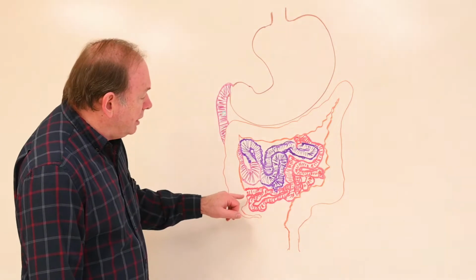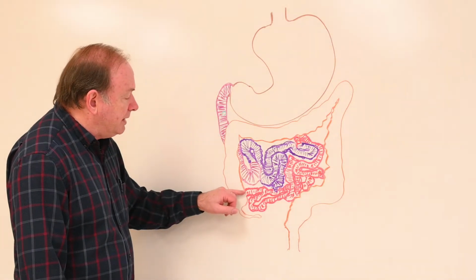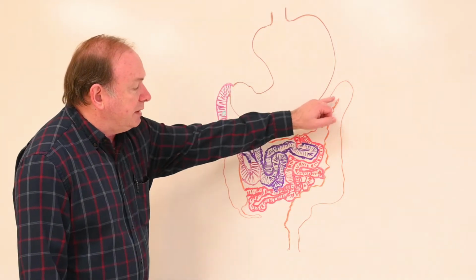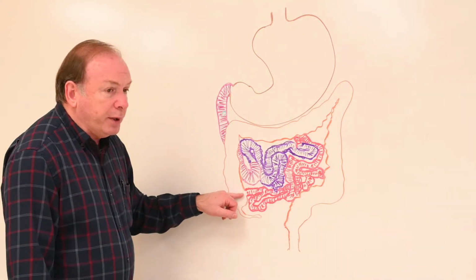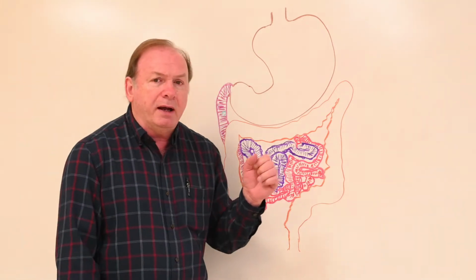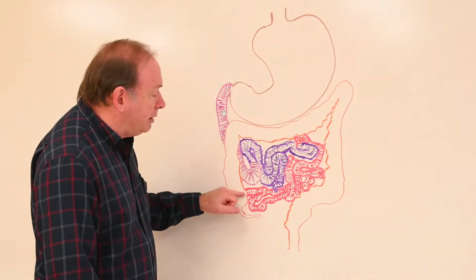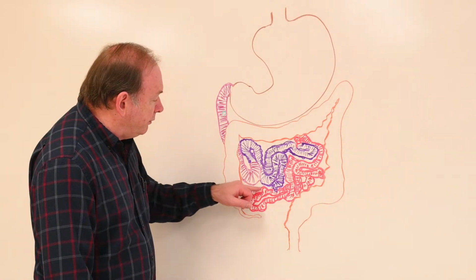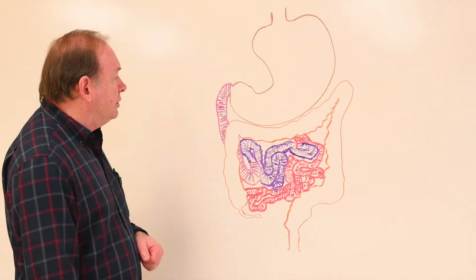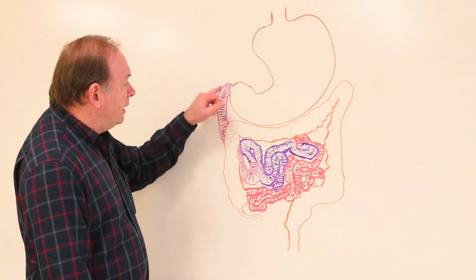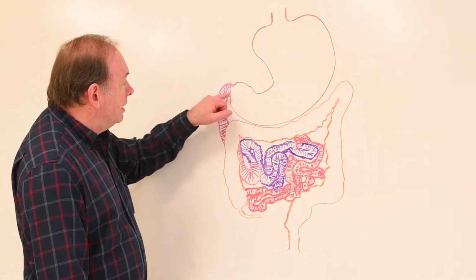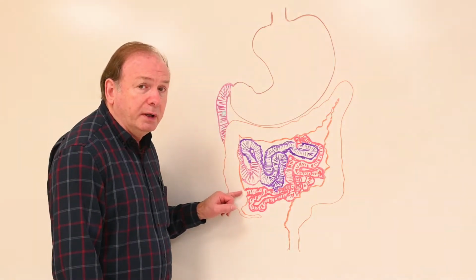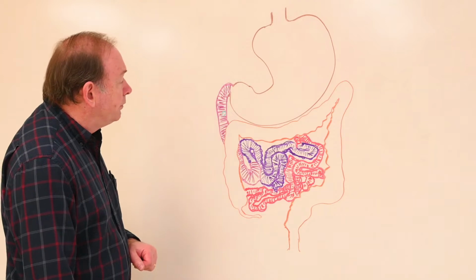I'll mention here at this point, at the very end of the small intestine, right here, it leads into the large intestine. So this is the large intestine across here. That opening right here is controlled by a valve. There's a valve at that point called the ileocecal valve, right here, that regulates the movement of food from the small intestine into the large intestine. So we've got two valves, one at either end of the small intestine, the pyloric valve up here and the ileocecal valve down below over here.